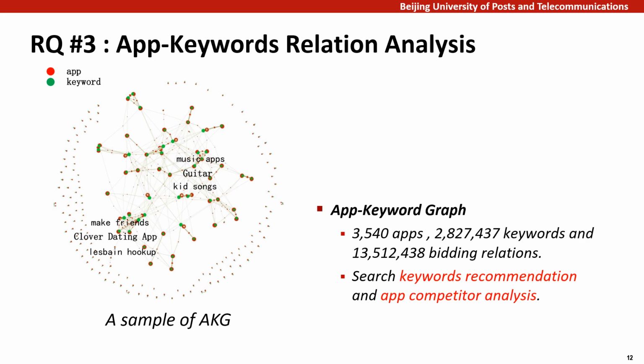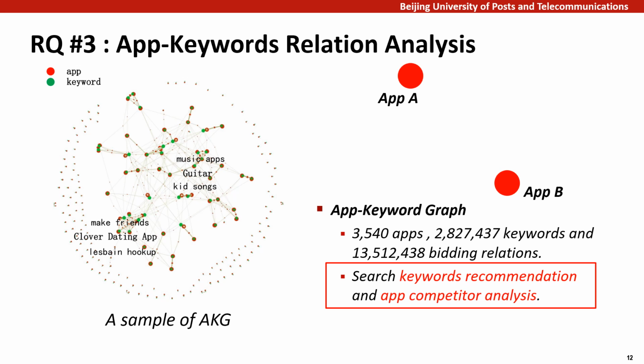We believe the bidding keywords can reflect the intended mobile users of the corresponding apps, which naturally forms a relation graph. So we first create an app keyword graph. Based on this graph, we propose to infer the app competitive relations. Our graph has 3,540 app nodes, over 2.8 million keyword nodes, and over 30 million bidding relations. This graph can be used for supporting search keyword recommendation and app competitor analysis. For example, App A and App B both cover the keywords music apps and kid songs. This means they may both be music apps, so we can speculate that they have a competition.